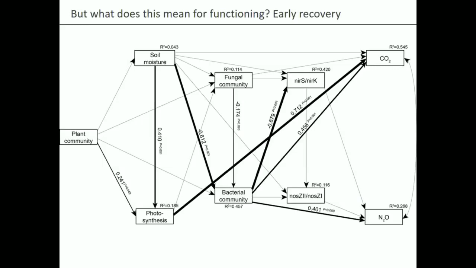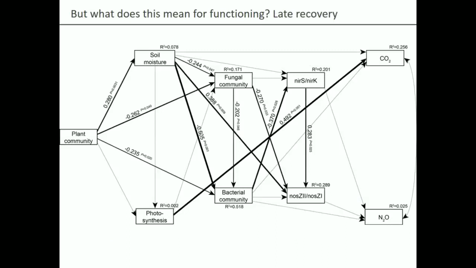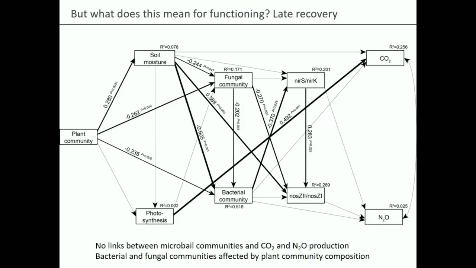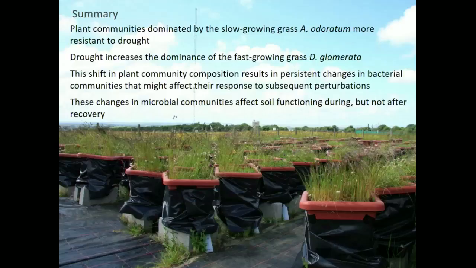However, 2 months after ending the drought, there are no links anymore between bacterial community composition and nitrous oxide and CO2 production. However, you can see here that plant community starts to affect both fungal community composition and bacterial community composition. So this really implies that plant community changes are driving these changes in microbial communities. However, 2 months after ending the drought, this does not have consequences for the functioning anymore.